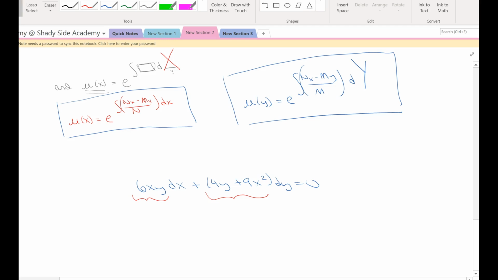What I want you to think about is using this question alone, which is a pretty non-threatening one, this diffie-q, see if you can come to some kind of consensus over what clues would point you towards choosing which integrating factor.